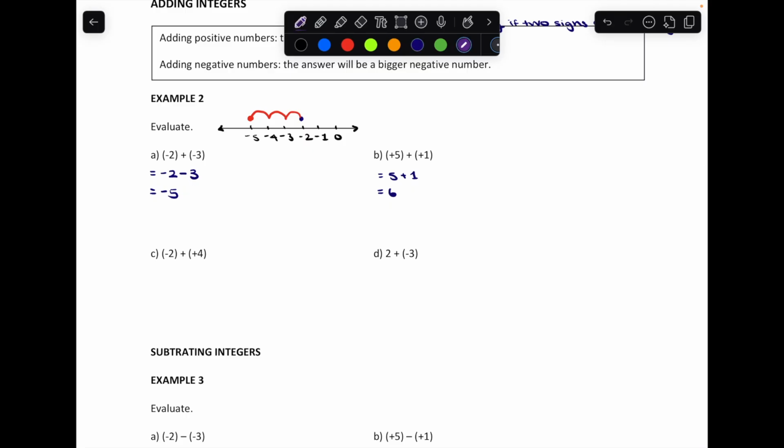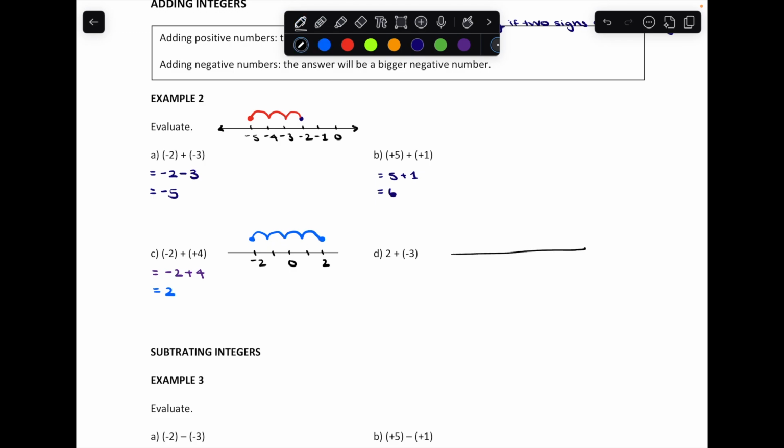Next, we have -2 plus +4, which is just equal to -2 plus 4. Here again, if we look at our number line, we'll go -2, 0, and +2. So here if we start at -2 and we go plus by 4, we go 4 to the right. So 1, 2, 3, 4. And so here our answer will be +2.